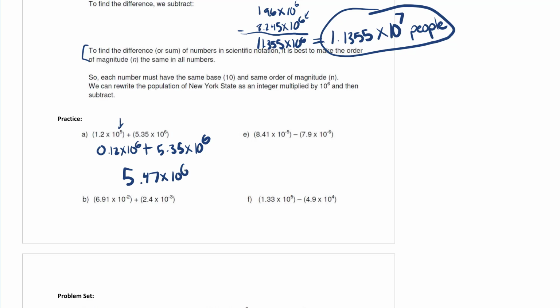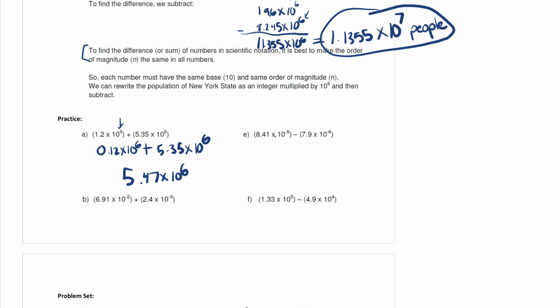And I actually lied to you. There is a rhyme or reason for this. The reason that I'm converting up is because then I don't have to reconvert when I've completed the addition. If we were subtracting, perhaps we might consider converting down, depending on where the numbers will end up. Okay, so 8.41 times 10 to the negative 5 subtracted by 7.9 times 10 to the negative 6th.